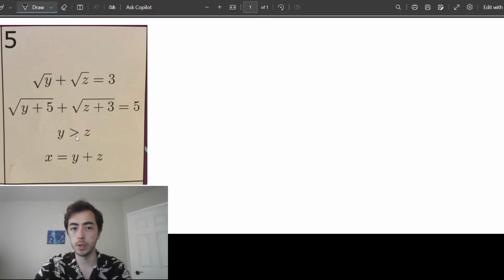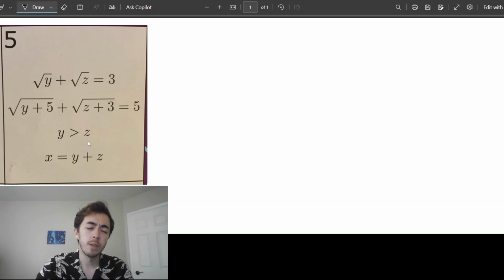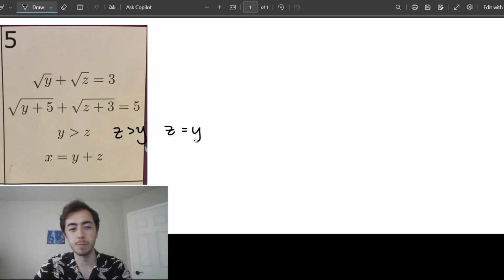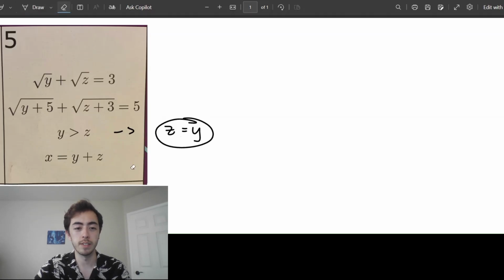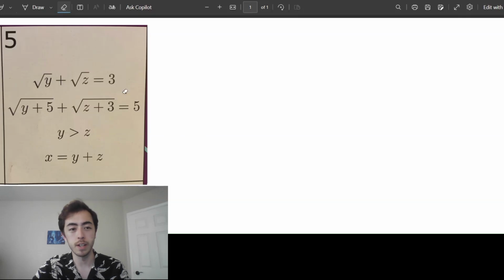Lastly, y is strictly greater than z. I don't yet see why this condition is important, because maybe why not make z greater than y? Or maybe this is why it's important, because maybe there's another solution out there where z is greater than y, and then this sum isn't 5. Or maybe there's another solution out there where z and y are equal, but then it doesn't satisfy this idea of adding them together and getting 5.